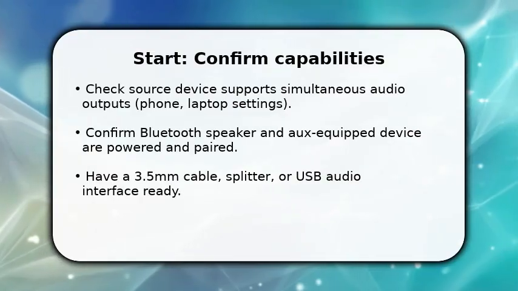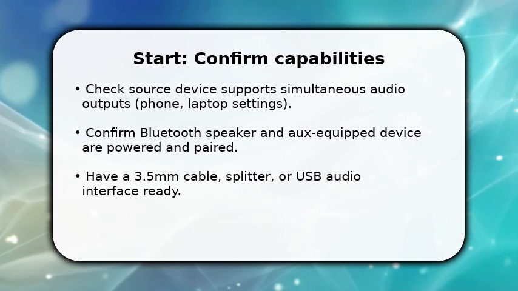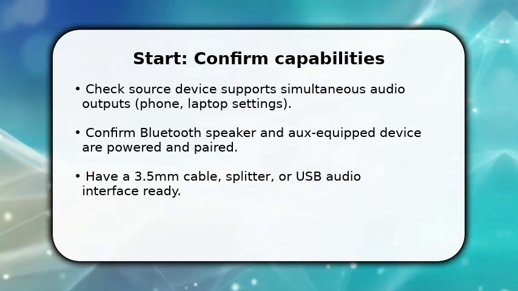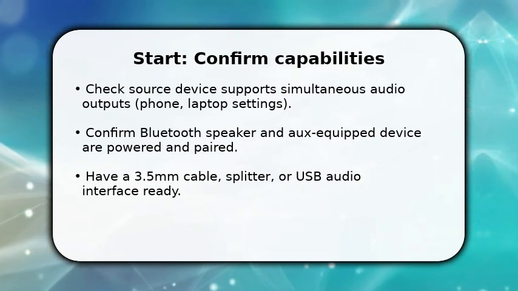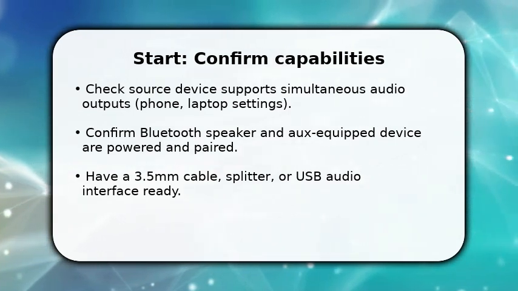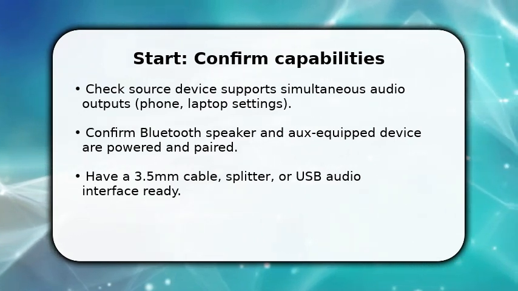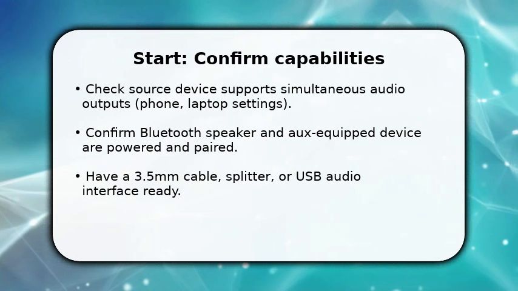You begin by confirming the hardware can do dual outputs. On your phone or computer, open sound settings and verify Bluetooth audio is active. Make sure the aux jack or USB audio is recognized. Once paired, plug the 3.5 mm cable into the speaker or splitter. This creates the physical path.